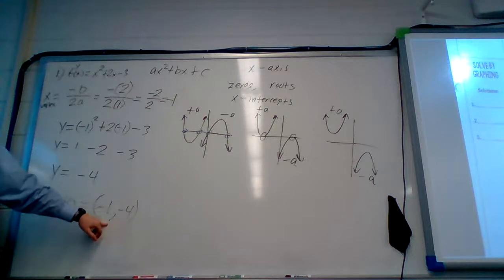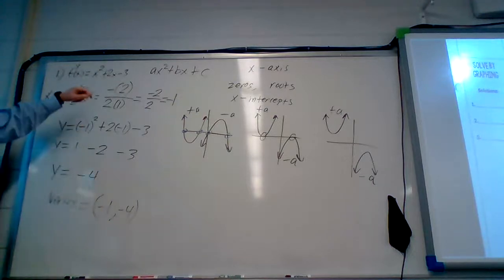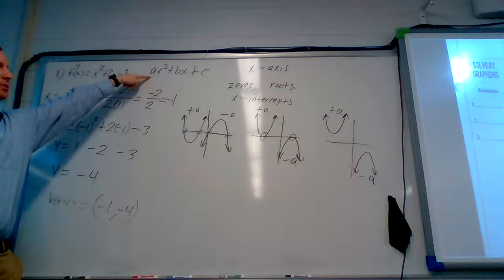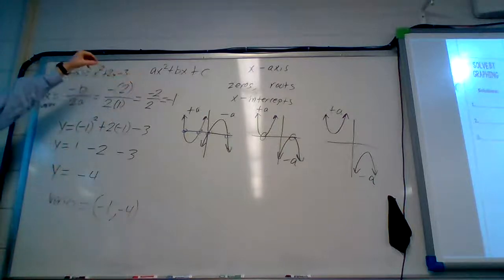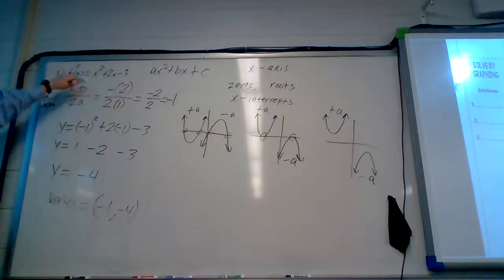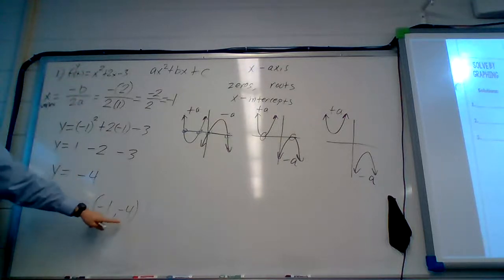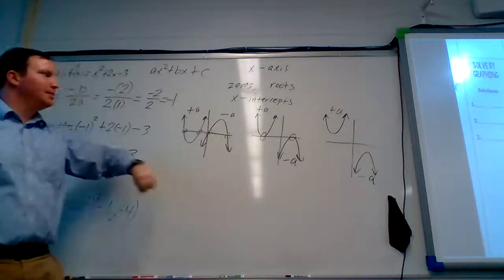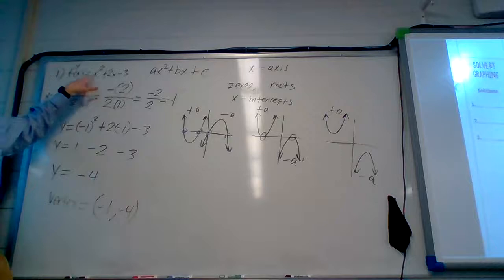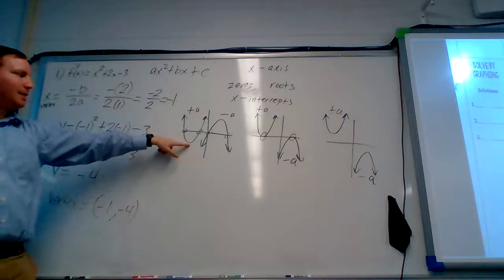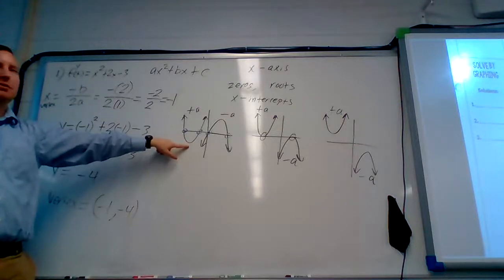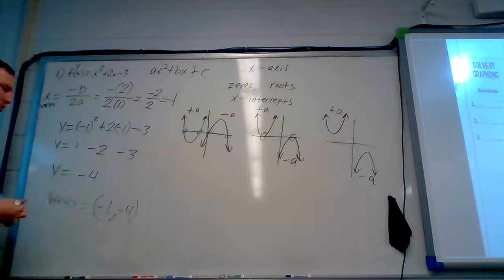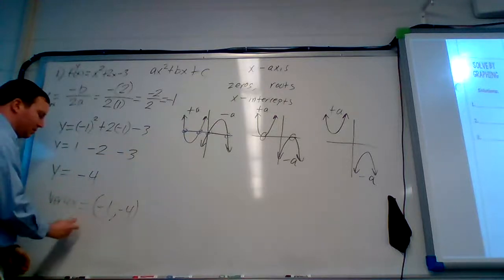So we have our vertex. Now, based on our a value, we can determine how many solutions we're going to have. So in this case, our a value is positive, and our y value is at negative 4, meaning we're below our x-axis. So if our a value is positive and our vertex is below the x-axis, how many solutions are we going to have? 2. So we have 2 solutions.